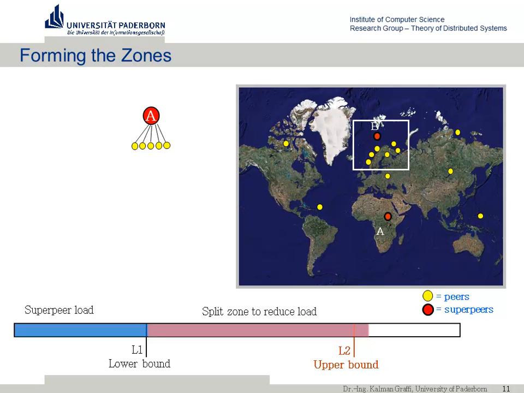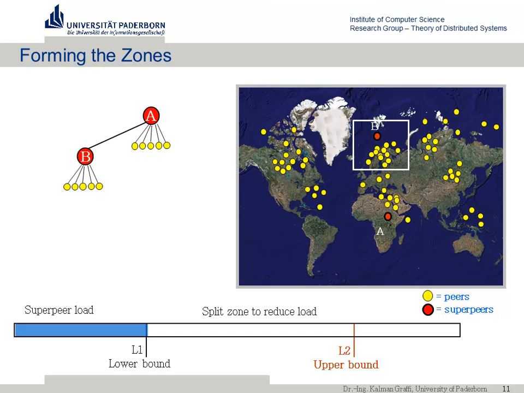A new responsible peer for that zone is assigned, and that could be the strongest one. And that amount of load is given to B, so that A remains with the lower bound of load. So it gives all the load which is between basically L2 and L1 to the new zone. And the tree structure evolves. So we have now a subtree with B and the nodes inside.